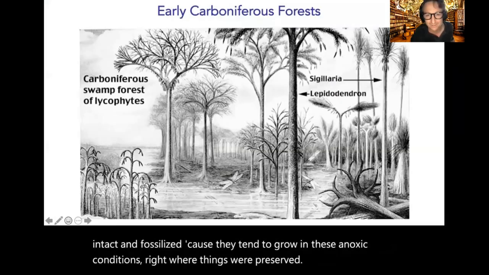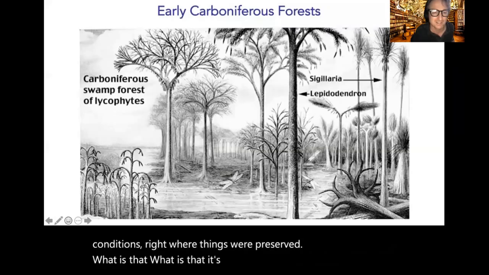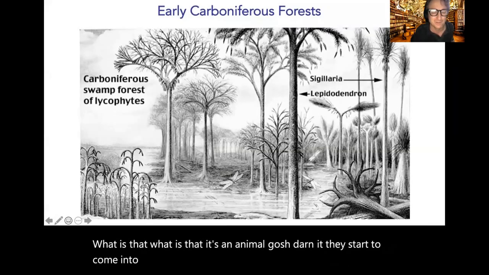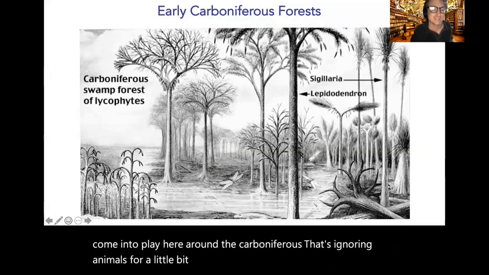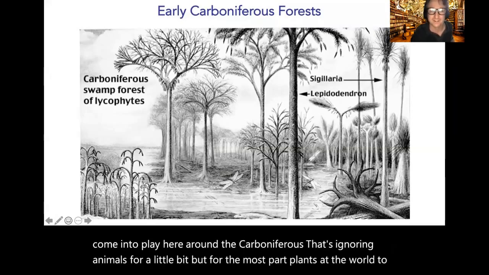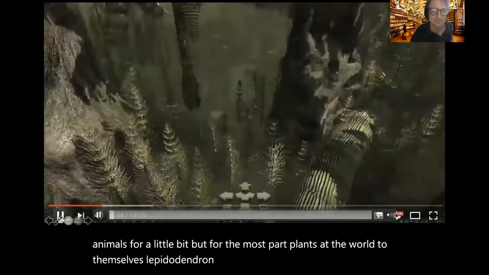What is that? What is that? It's an animal, gosh darn it. They start to come into play here around the Carboniferous. That's ignoring animals for a little bit. But for the most part, the plants had the world to themselves. Lepidodendron, Sigillaria in the Carboniferous.